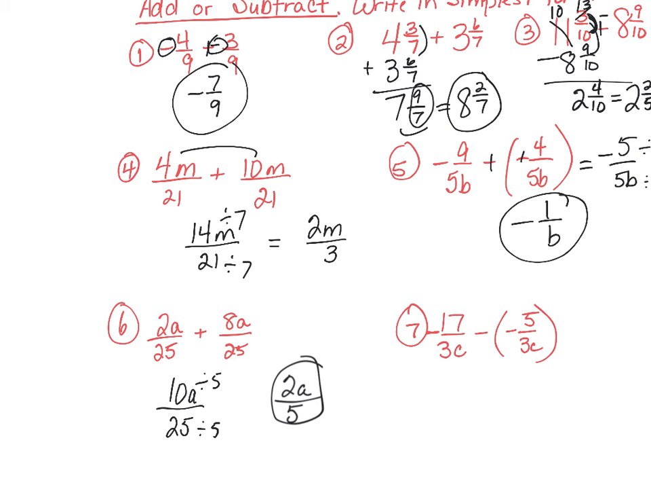Last one, keep, change, opposite. So I'm really going to subtract these. So 17 minus 5 is 12 over 3c, and keep the sign of 17, which is negative. These are both divisible by 3, so I'm going to divide them each by 3, and I get negative 4 over c. Okay?